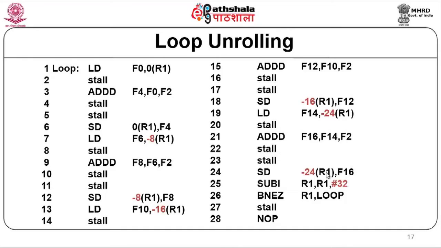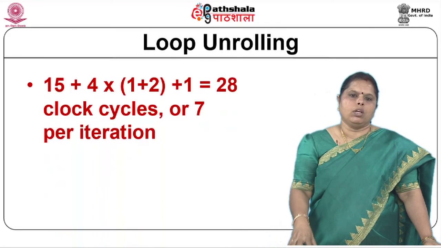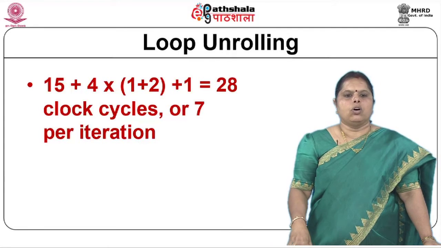So, with 4 unrolls, the loop maintenance code which was available in every iteration of the loop has been removed, and it has been incorporated only in the last iteration. This is the concept of loop unrolling. You are replicating the loop enough number of times. Remember that you will have to remove all the name dependencies, and you will also have to adjust the addresses appropriately. This loop unrolling of 4 times takes about 28 clock cycles for execution, or 7 clock cycles per iteration.